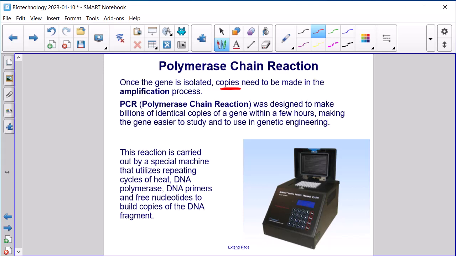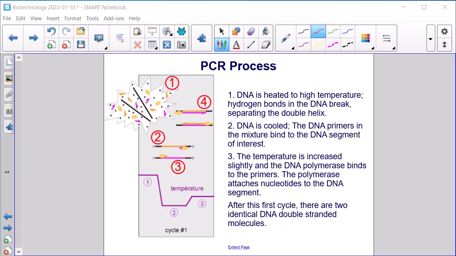This reaction is carried out by a special machine that utilizes repeating cycles of heat, DNA polymerase, DNA primers, and free nucleotides to build copies of the DNA fragment. Let's take a look at what one cycle of the PCR process looks like. First, DNA is heated to a high temperature, breaking the hydrogen bonds in the DNA, separating the double helix.